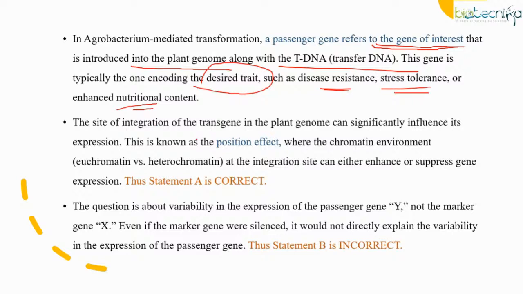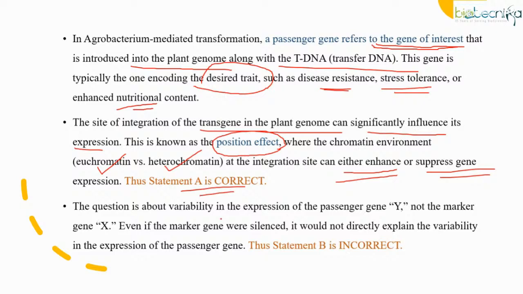So, the site of integration of the transgene in the plant genome definitely influences expression. That is what we call a position effect. Position effect means where the integration has happened or where the transgene has been inserted. If it has inserted within the euchromatin region, obviously it can enhance the gene expression. But if it has been inserted within the heterochromatin region, you can expect suppression of gene expression. So, in that case, statement A is correct.